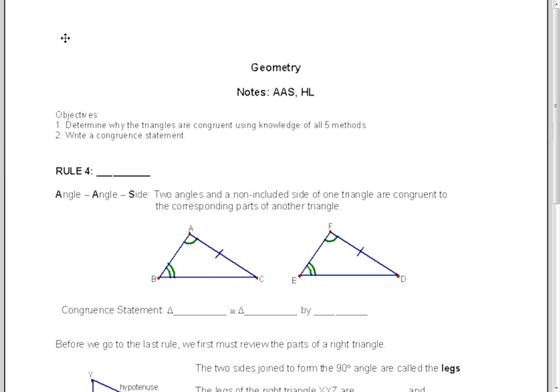A look at the front board. I'm going to move through these two very quickly. Angle, side, congruent to angle, side.